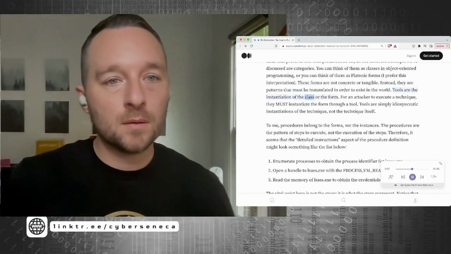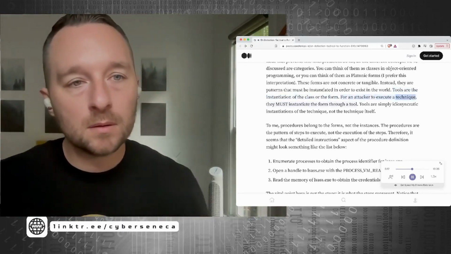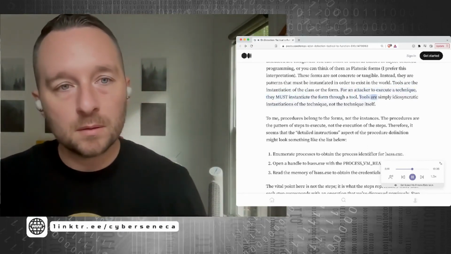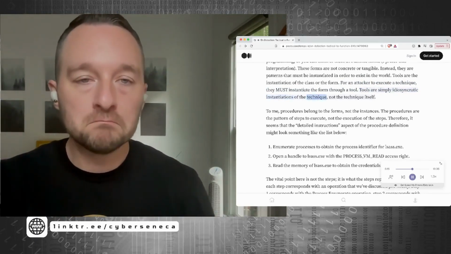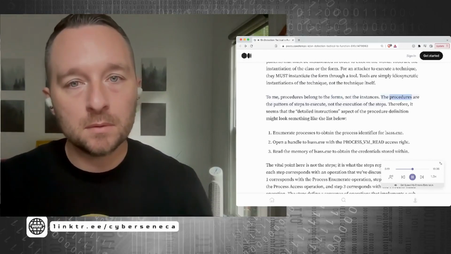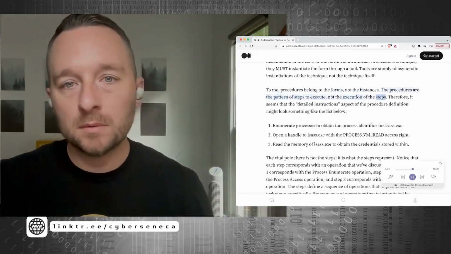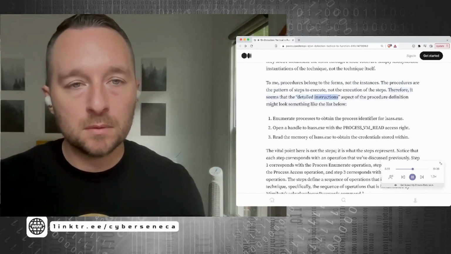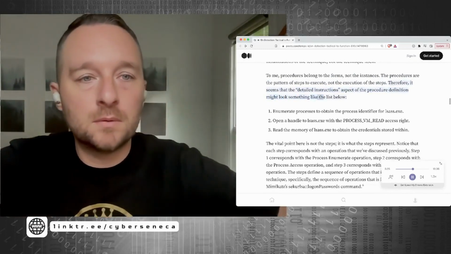Tools are the instantiation of the class or the form. For an attacker to execute a technique, they must instantiate the form through a tool. Tools are simply idiosyncratic instantiations of the technique, not the technique itself. To me, procedures belong to the forms, not the instances. The procedures are the pattern of steps to execute, not the execution of the steps. Therefore, it seems that the detailed instructions aspect of the procedure definition might look something like the list below.